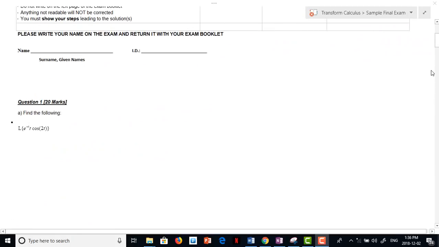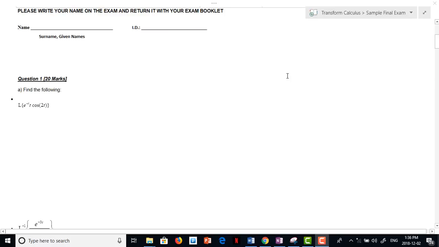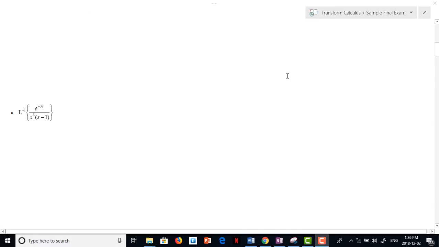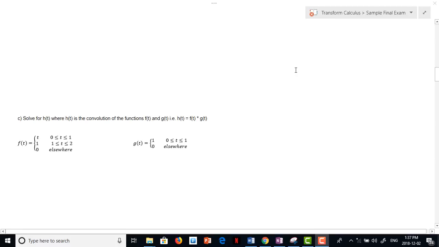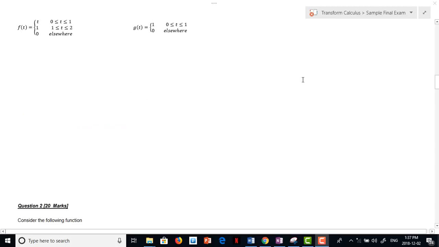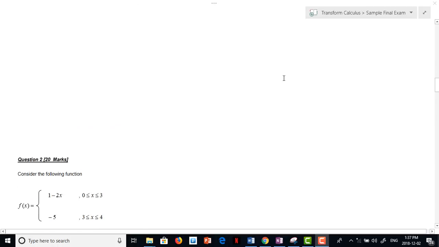In the first question we have to find a Laplace transform of one function. In the second part, we have to find a Laplace inverse of one function. In part B, we have to use Laplace transform to solve the following differential equation. And in part C, we have to solve h(t), where h(t) is the convolution of the functions f(t) and g(t), which are defined here. So it's question number 1. It's about Laplace transform, chapter 4.